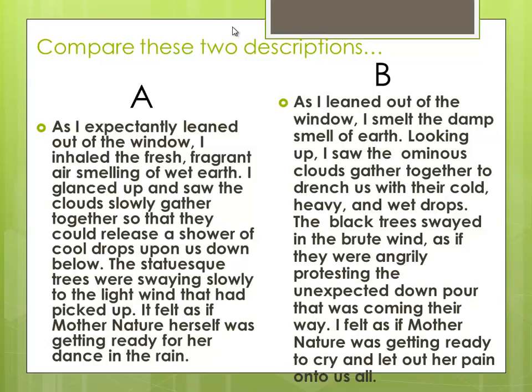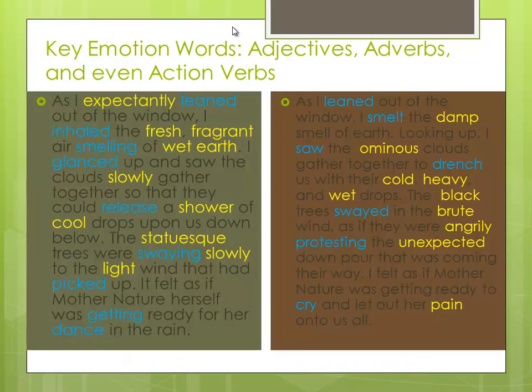All right, so the big point, looking at A versus B: A, yes, has a lot sweeter of a disposition about it. B is aggressive, more angry. Taking a closer look at the words that we used, as I expectantly leaned. So, of course, expectantly leaned, they're somewhat eager. They're happy about this. They're expecting to do something.